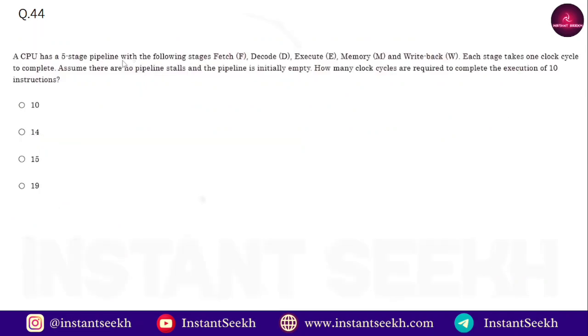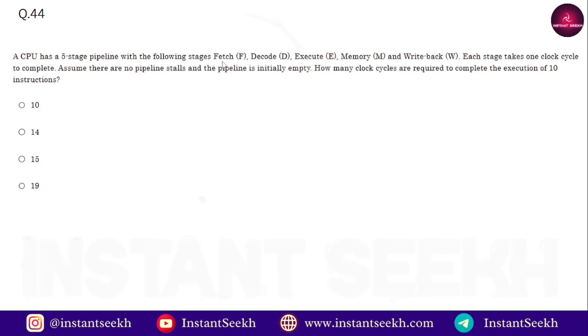A CPU has a 5-stage pipeline with the following stages: fetch, decode, execute, memory, and write back. Each stage takes one clock cycle to complete. Assume that there are no pipeline stalls and the pipeline is initially empty. How many clock cycles are required to complete the execution of 10 such instructions?